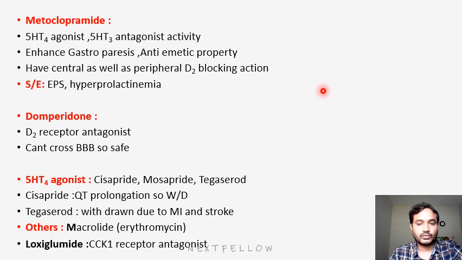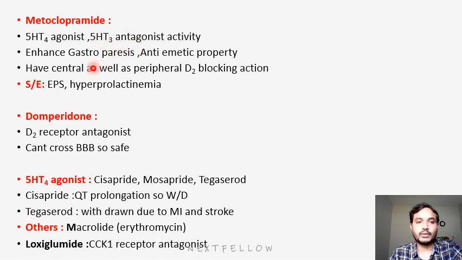The first drug is metoclopramide. It has 5-HT4 agonist and 5-HT3 antagonist activity. It enhances gastric motility, and it will have anti-emetic property, due to increasing lower esophageal sphincter pressure. And because it is also a 5-HT3 antagonist, anti-emetic property will be there.